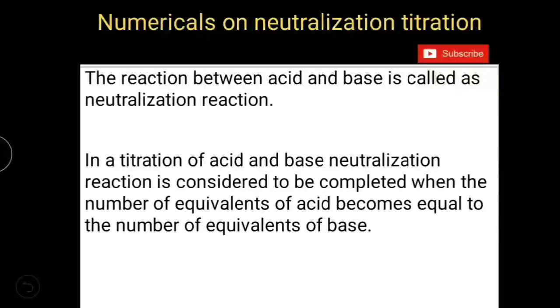In a titration of acid and base, the neutralization reaction is considered to be completed when the number of equivalents of acid becomes equal to the number of equivalents of base. The stage at which this relation is valid is called the equivalence point. So in a titration, at the equivalence point, the number of equivalents of acid will become equal to the number of equivalents of base.